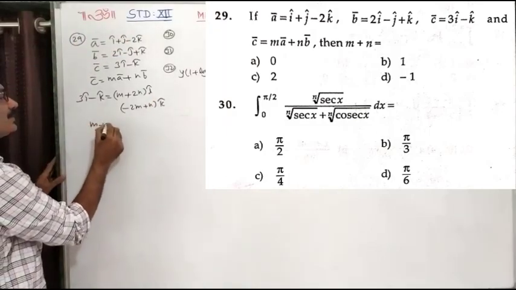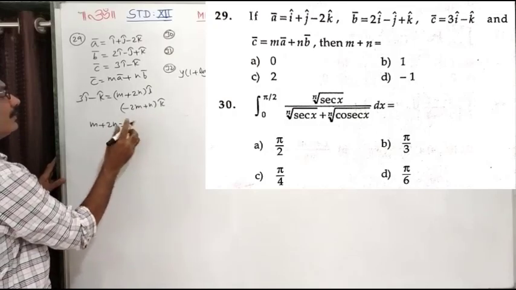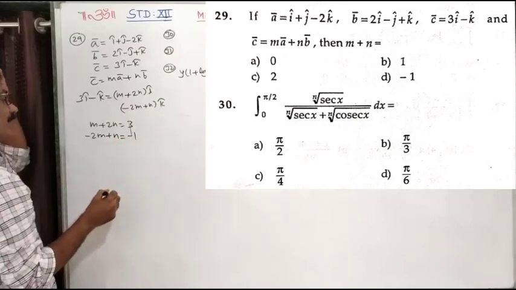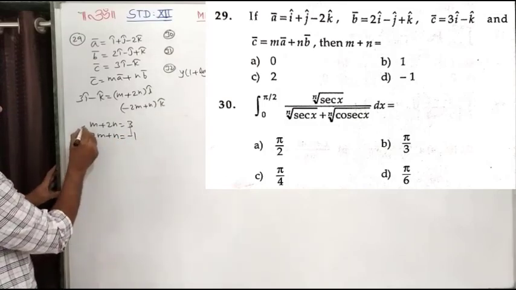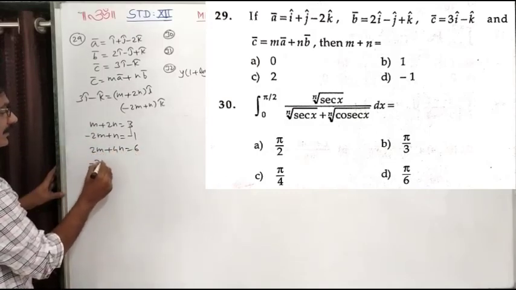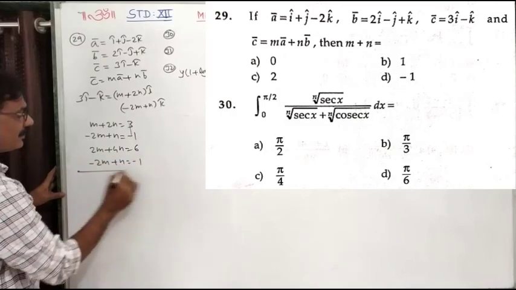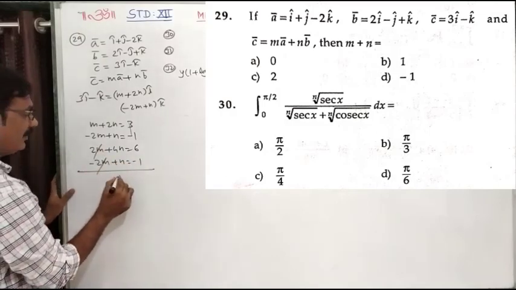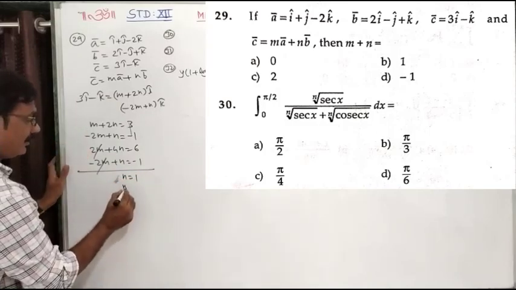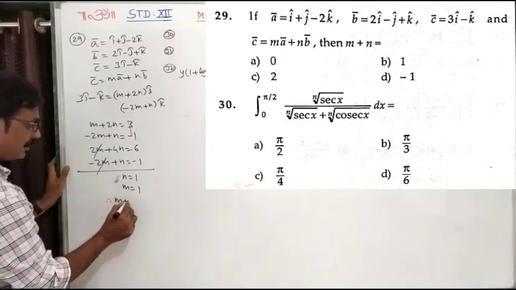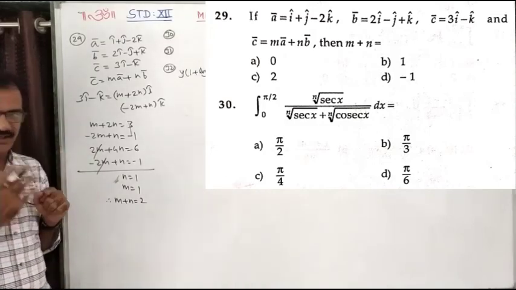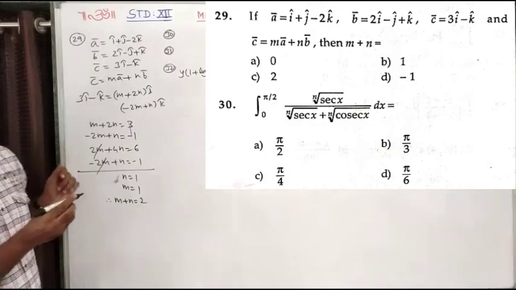So your equations are these: 3 minus 2m plus n equal to minus n. Just multiply this by 2. Twice m plus 4n is 6, minus 1. They get cancelled. 5n equal to 5. So n is 1. If n is 1, m is also 1. So m plus n is 2. Simple one. Calculation जेवढे तुम्ही पटापट कराल तेवढं तुमचं काम सोपं होतं. So your option is C.